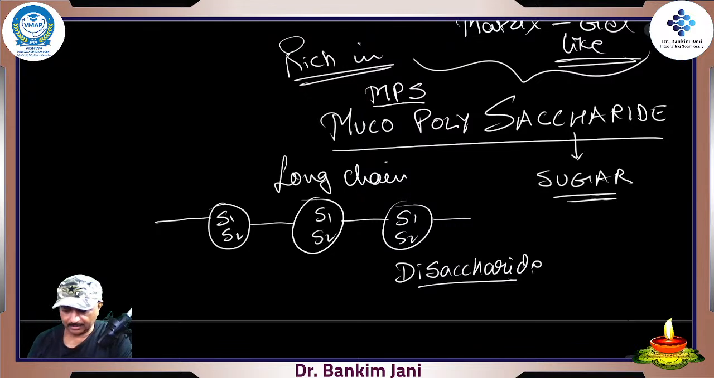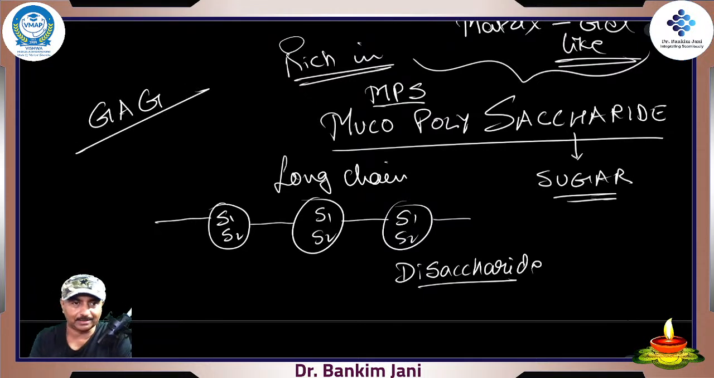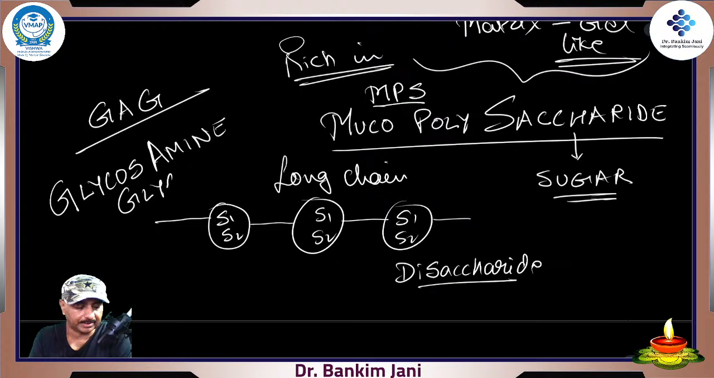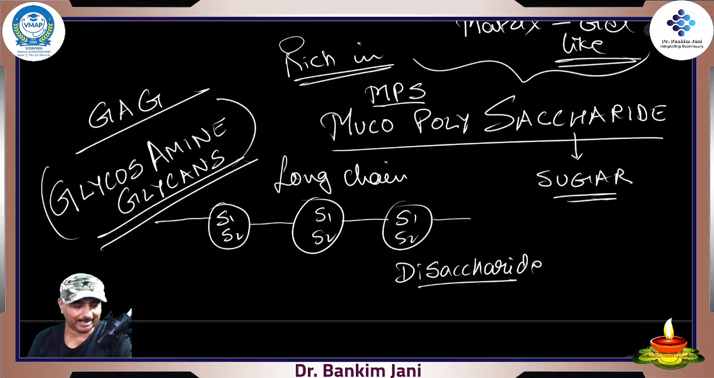And then there is another name given to it, and this can be asked sometimes. Remember, it's like GAG. This first G is glycose, A is for glycosamine glycans. This is just another name, like a gangster's name. It has this MPS, mucopolysaccharide, as the simple name, and this is like a gangster's name. So glycosamine glycans. Fine.